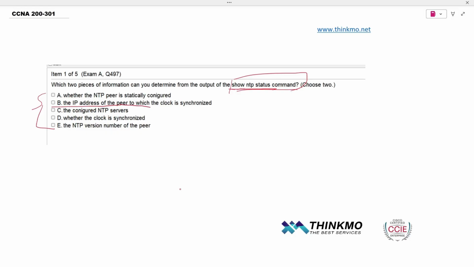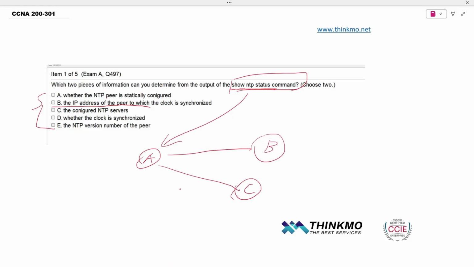Let's assume, for instance, that I am designated as A. Immediately after I enter this command, I will observe the peer that is synchronized with me, or perhaps even another distinct peer, such as C. For both B and C, I am able to readily view their respective IP addresses.